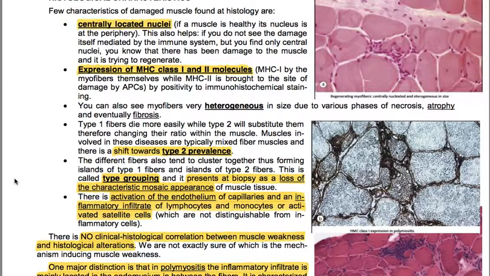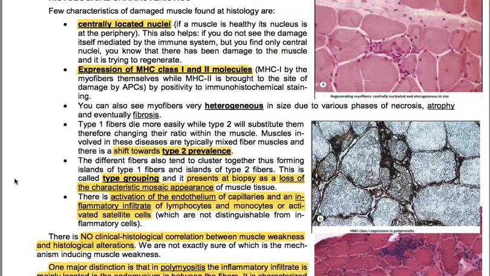You can also see myofibers very heterogeneous in size due to various phases of necrosis, atrophy, and eventually fibrosis. Type 1 fibers die more easily, while type 2 will substitute them, therefore changing their ratio within the muscle. Muscles involved in these diseases are typically mixed fiber muscles, and there is a shift towards type 2 prevalence. The different fibers also tend to cluster together, thus forming islands of type 1 fibers and islands of type 2 fibers.